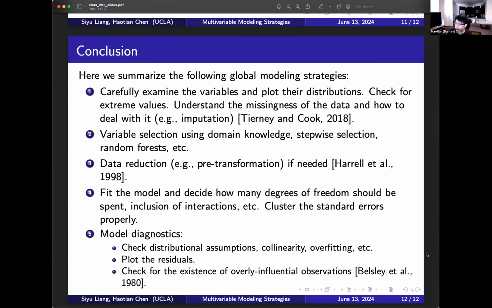So that's it for our presentation. To sum up, here we conclude the following global multivariate modeling strategies. For the sake of time, we're not repeating ourselves. Yeah, thank you very much.